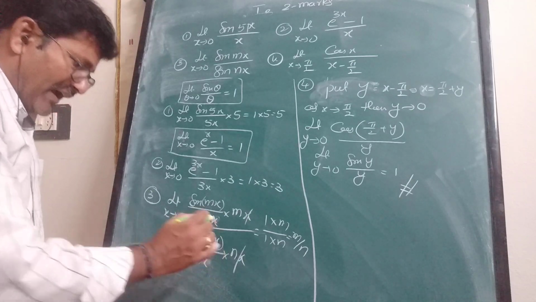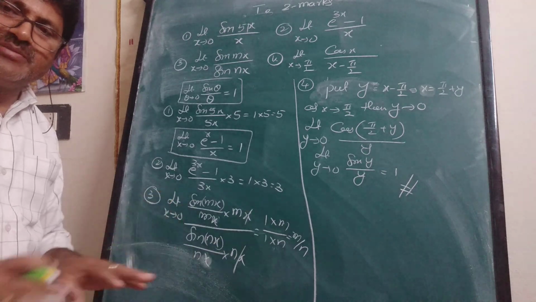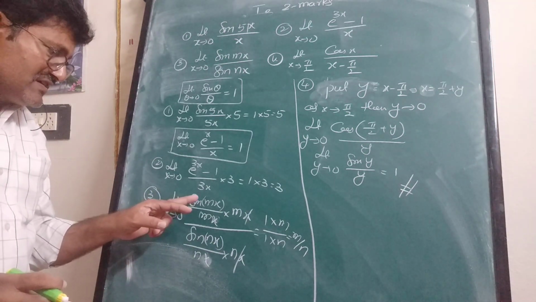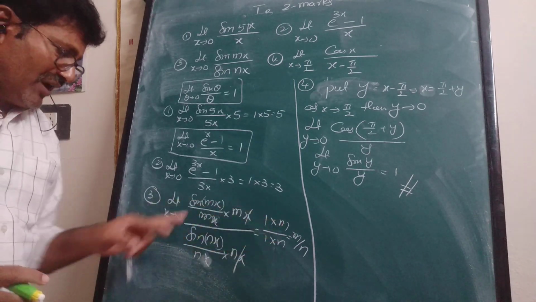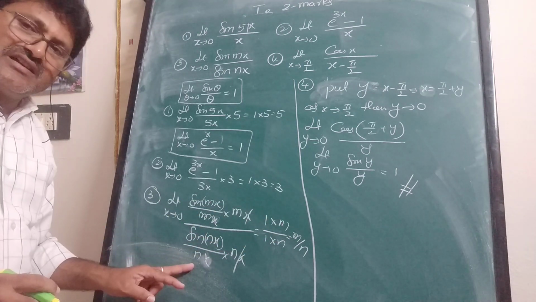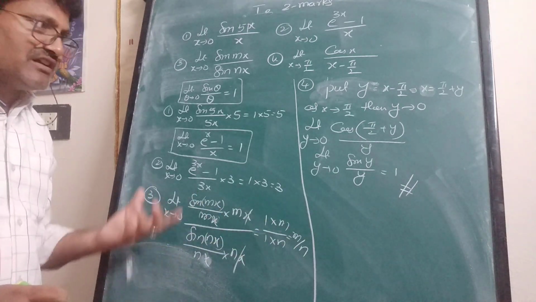Okay, and this x and this x will be cancelled. Now we got sin mx by mx is 1, we know, 1 into m, and sin nx by nx is 1, so 1 into n. So m by n is your result for this problem.